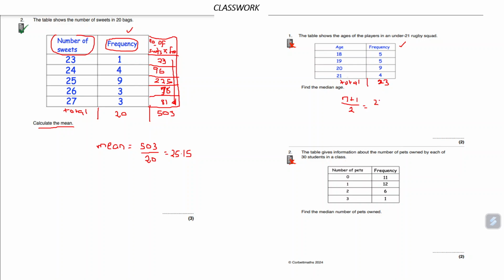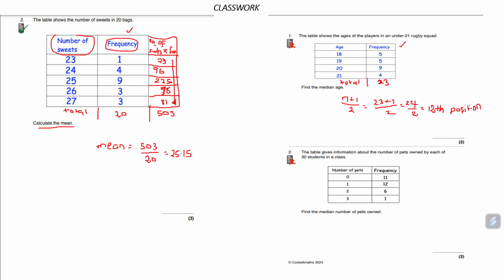That will be 23 plus 1 divided by 2, which is 24 divided by 2. That's 12. In other words, the median age is in the 12th position. Remember, this is not your final answer. This tells us the position of your median number or age, as the case may be. So our median number will be in the 12th position.